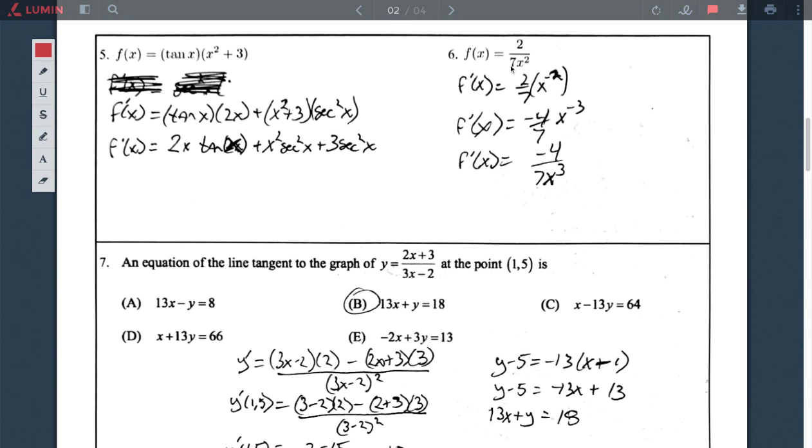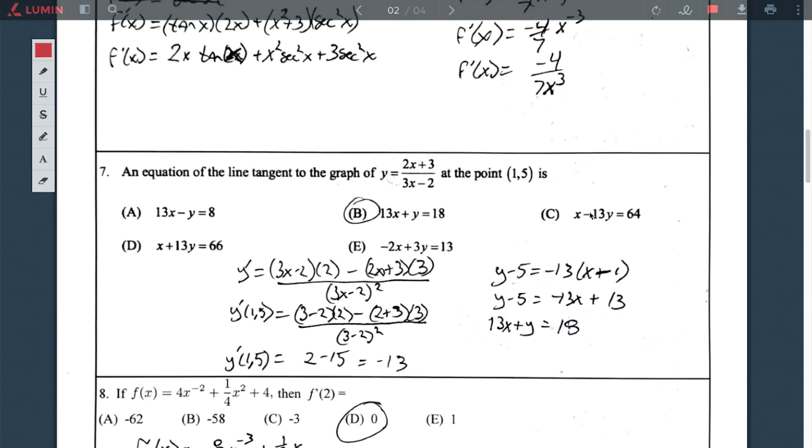On 6, no variable in the numerator, so that means we do not want to do quotient rule. We want to move it up. So only move the variable up. Don't move all of it up. So I move the variable up, so it stays 2/7 here. So negative 2 times 2 gives me negative 4. Subtract 1 gives me x to the negative 3. Move it to the bottom. I get negative 4 over 7x cubed.